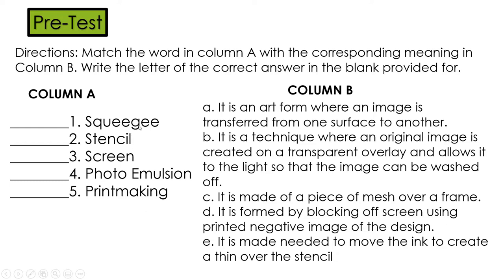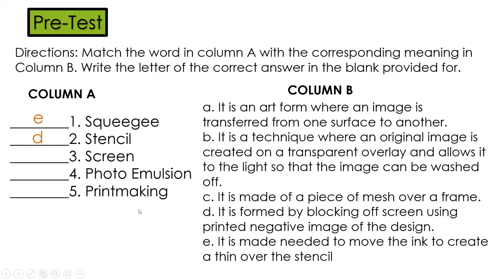So let us begin. What is the definition of the word squeegee? So what is a squeegee, or what squeegee is all about? Squeegee is, the answer is letter E. It is needed to move the ink to create a thin layer over the stencil. Next, number 2. What is a stencil? The answer is letter D. Stencil, it is formed by blocking off the screen using a printed negative image of the design.